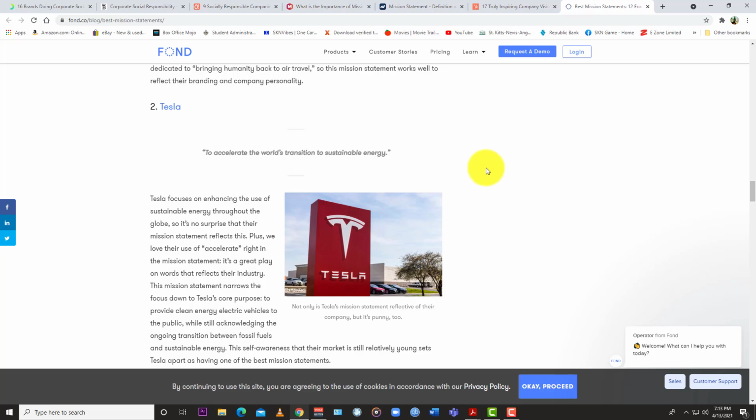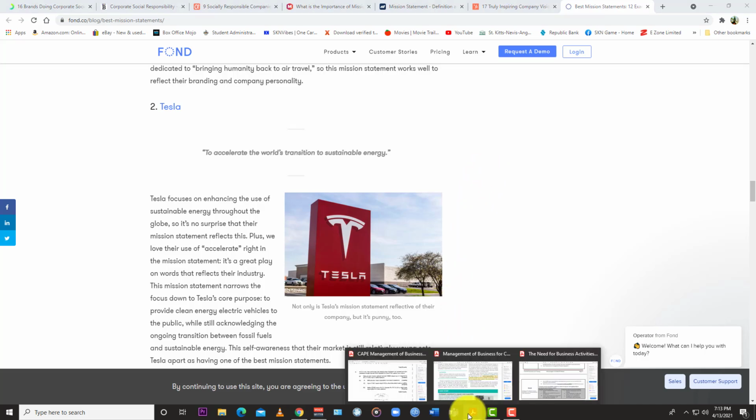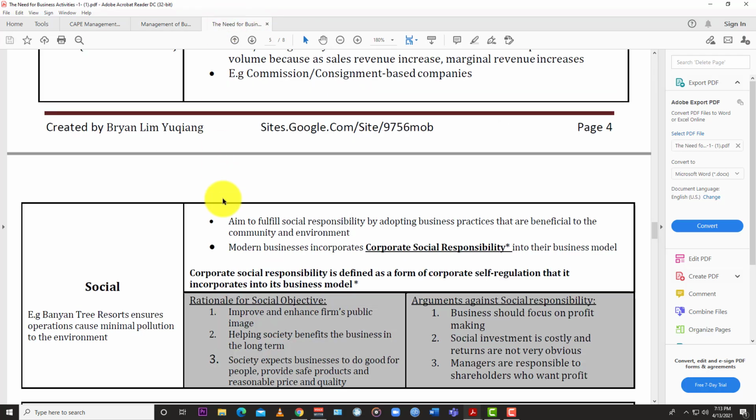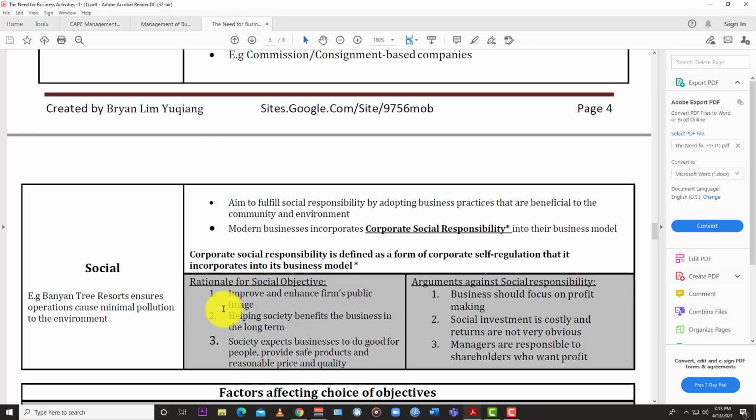Why else is it important to include social responsibility in the mission statement? All right, so we have some more here, right? Improve and enhance the firm's public image. That's what we just explained.